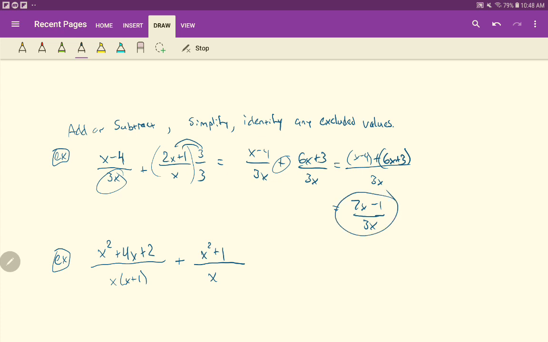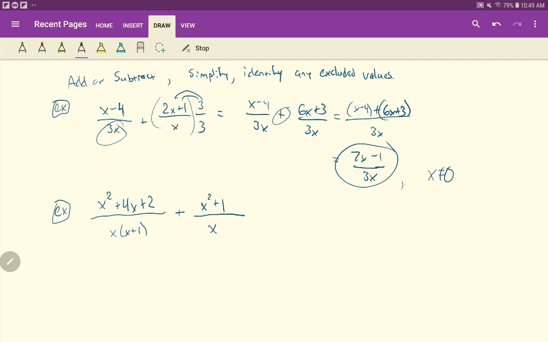We also want to identify any excluded values. So, well, x cannot be equal to 0 here, right? That would be excluded because if x was 0, then the denominator would be 0. Maybe I'll write it like this, excluded values.